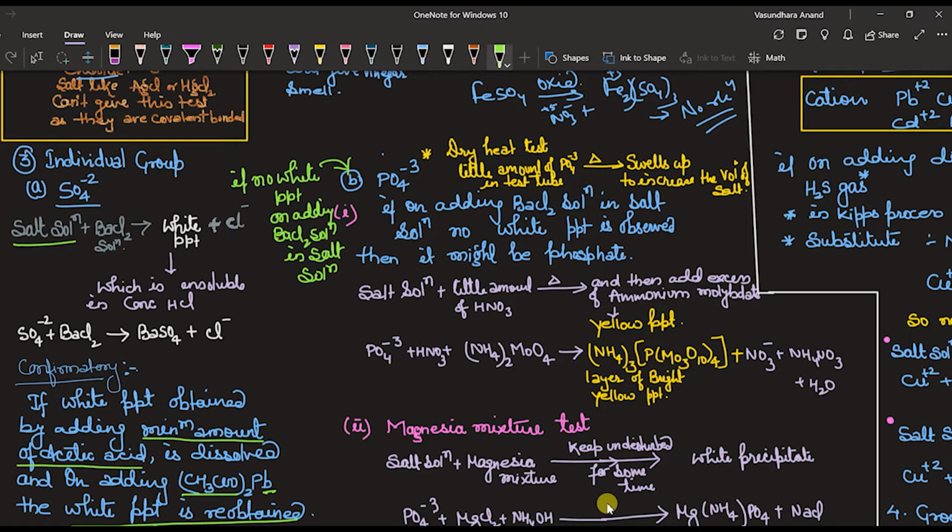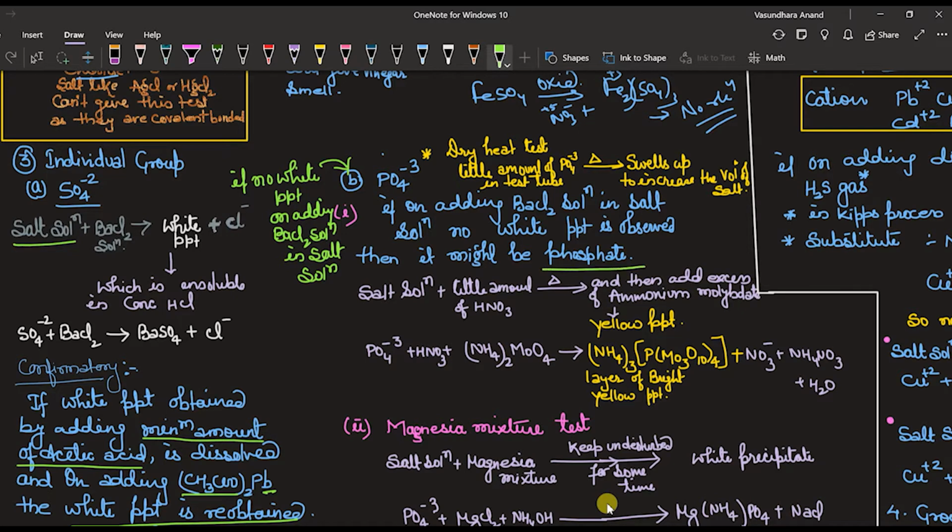For phosphate, there is also a dry heat test. We just take a little amount of phosphate in a test tube and heat it. It will swell up and increase the volume of the salt. If that happens, we can say that phosphate may be present. But we have to do the wet test. There are two tests. The first test: if on adding BaCl2 solution to the salt solution no white ppt is observed, then it might be phosphate.